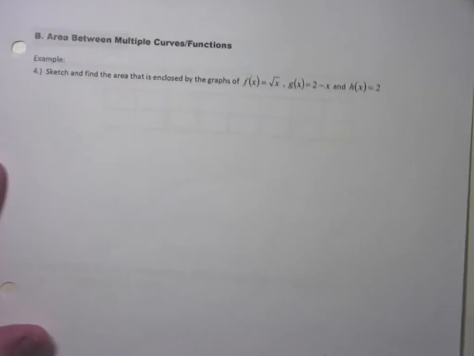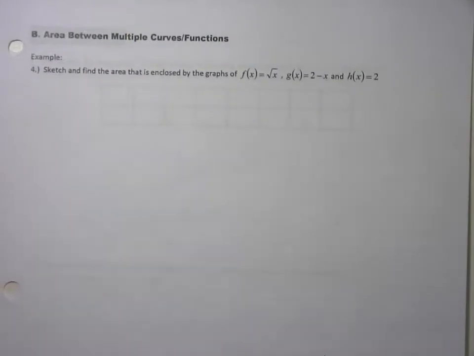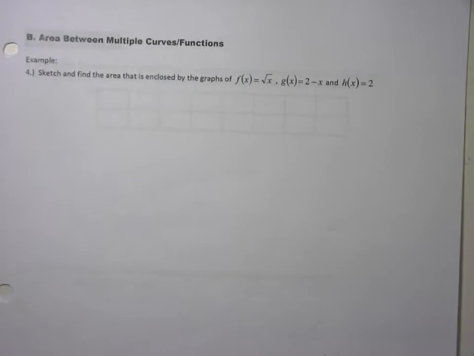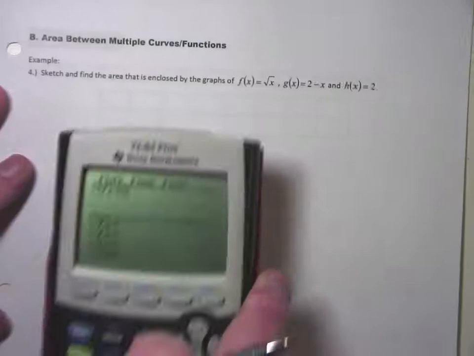So what about this guy? Sketch and find the area enclosed by the graphs of f of x equals the square root of x, g of x is equal to 2 minus x, and h of x is equal to 2. Well, this one, I've got 3 different regions, so I'm going to go for the old handy-dandy calculator here. I'm going to graph all these guys.